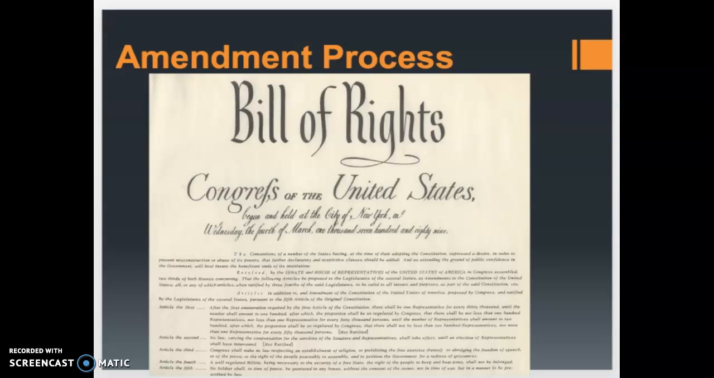But Federalists like James Madison promised that one of the first orders of business when they created the new government would be to add a Bill of Rights, and they did. They used the amendment process, and they added a Bill of Rights to restrict the government and to give citizens freedoms.